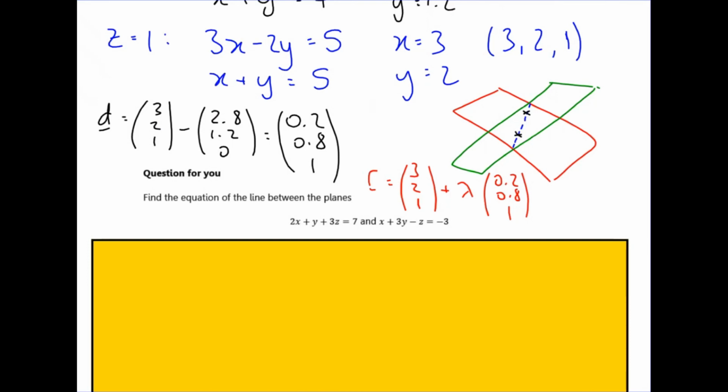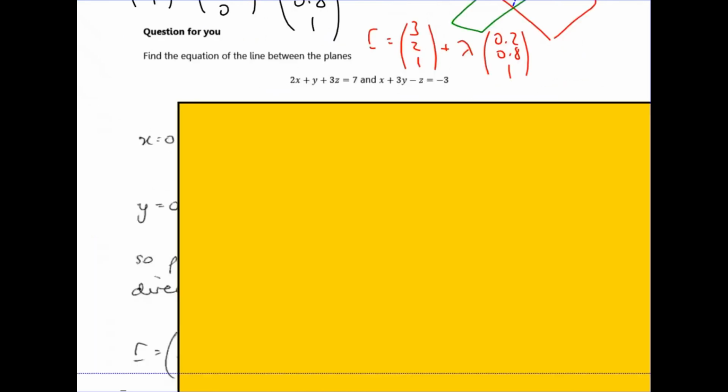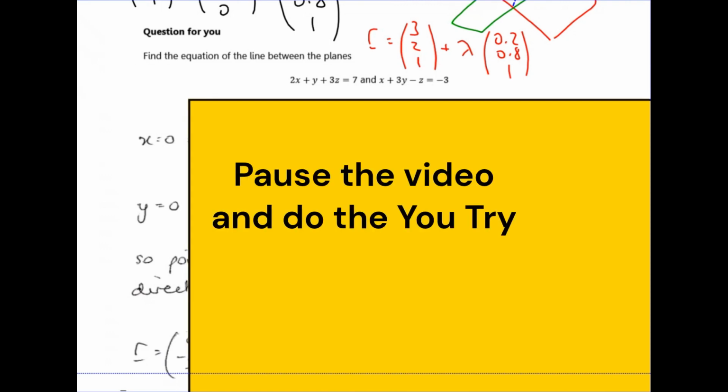Yes, you always plug the values in for z. No, you could pick x or y. Yeah, that's fine, I just picked z. So this time I picked x is 0 and y is 0, so maybe let's all do x is 0 and y is 0, just so we end up with the same answer, rather than having a million different answers. So have a go at this question.